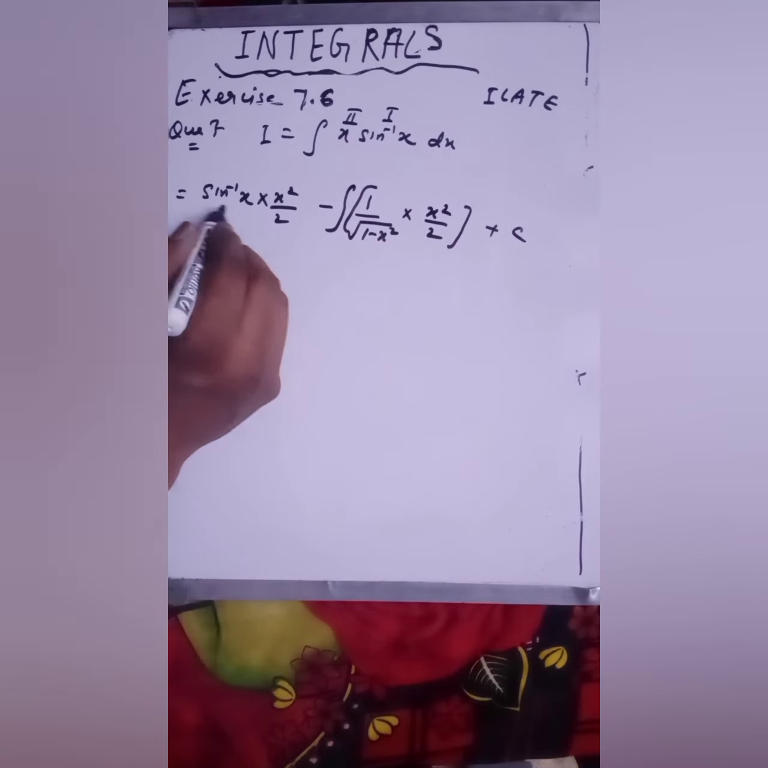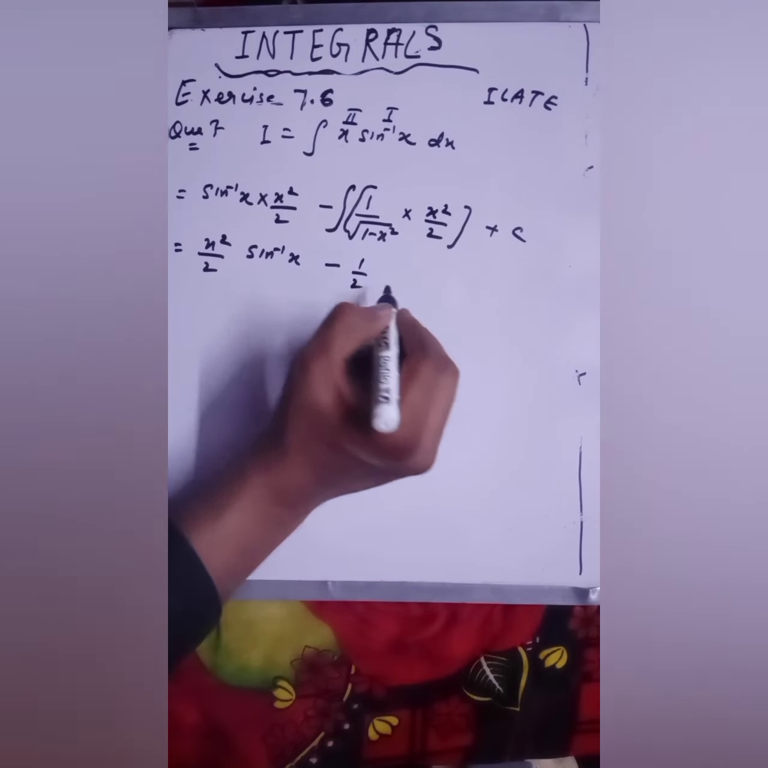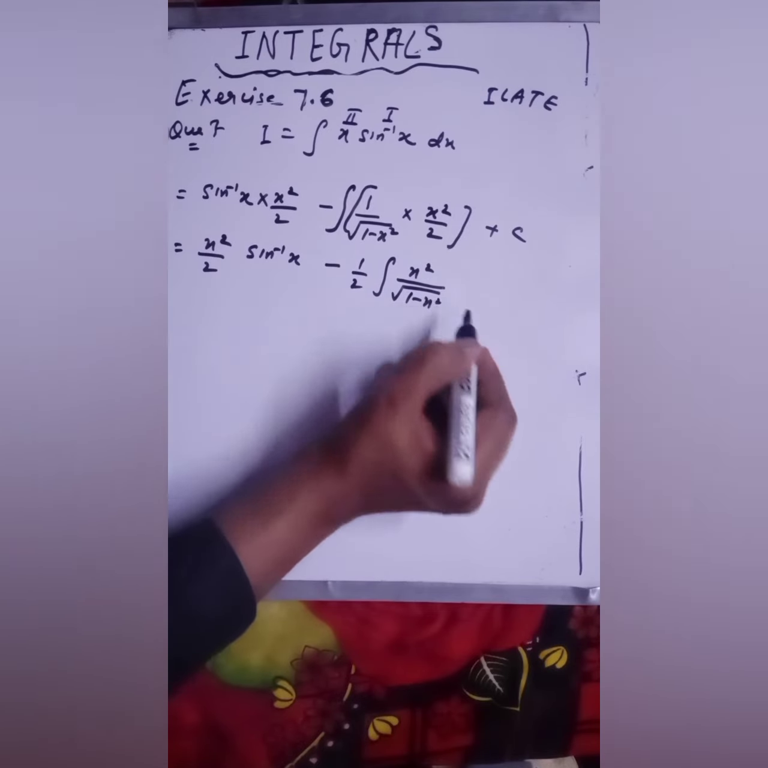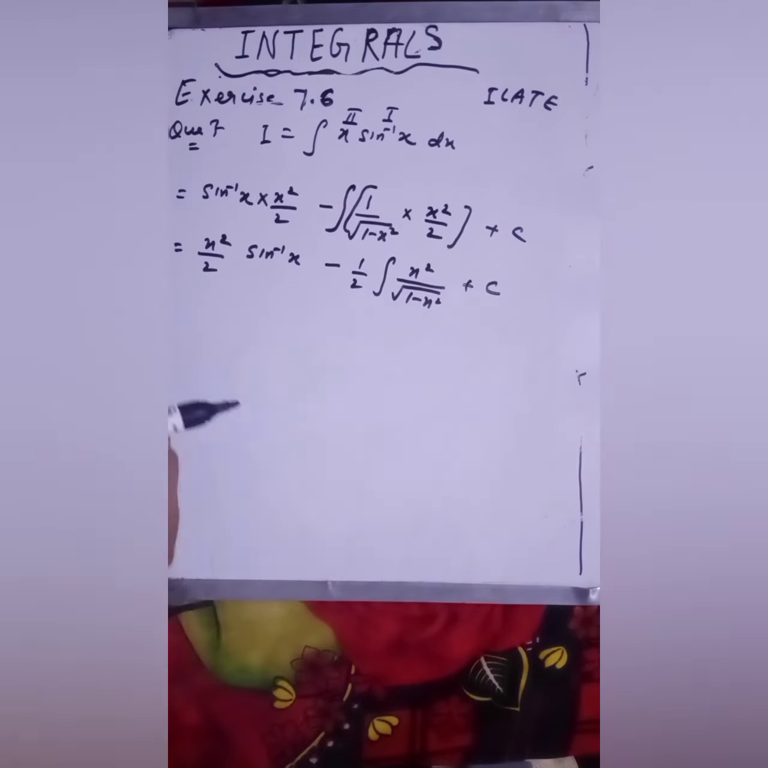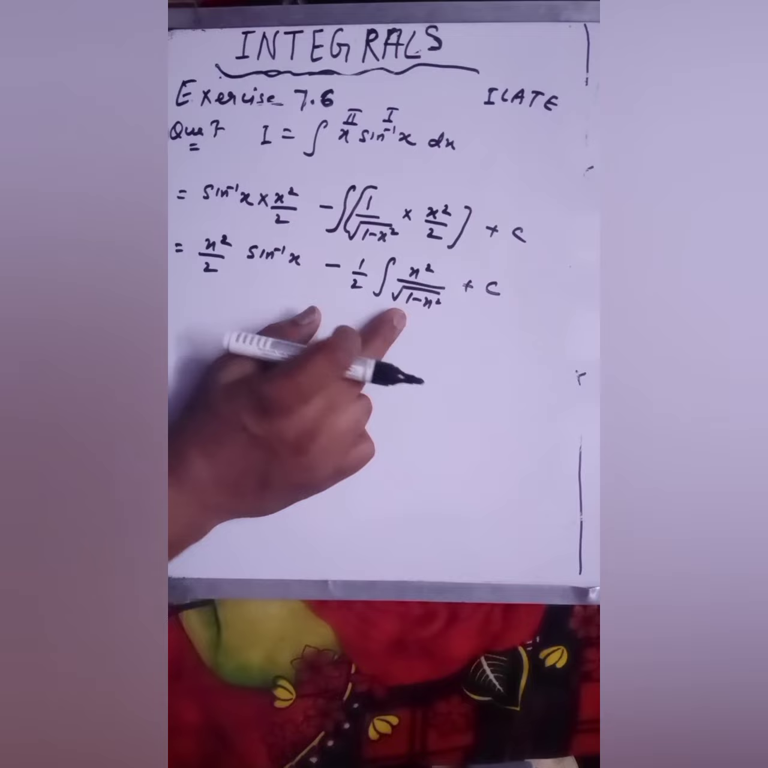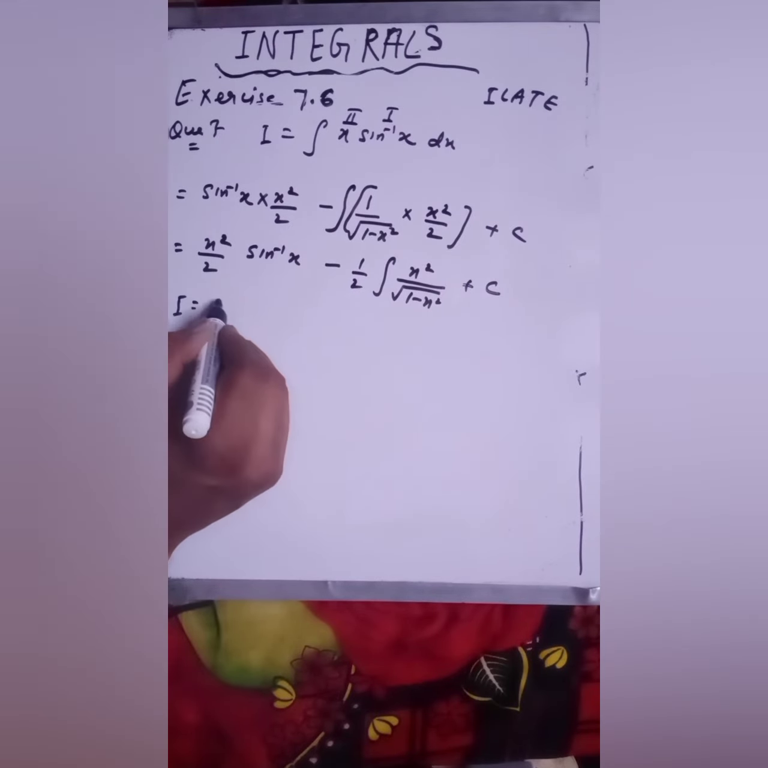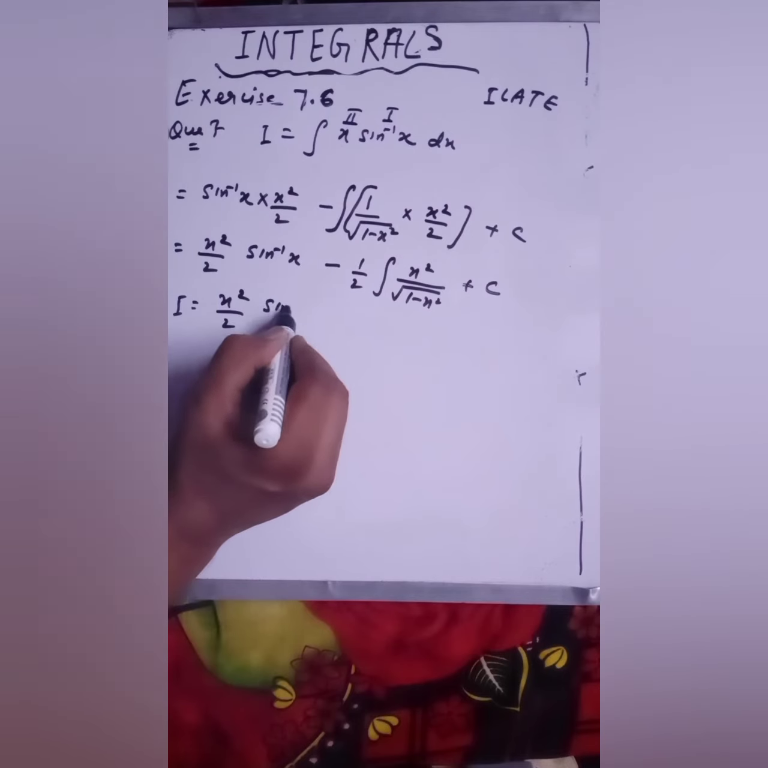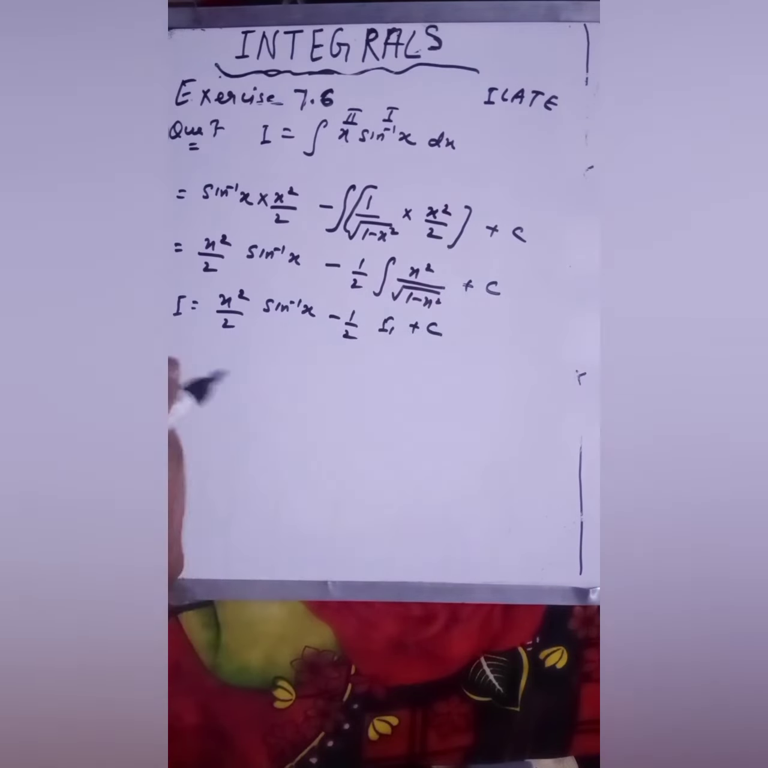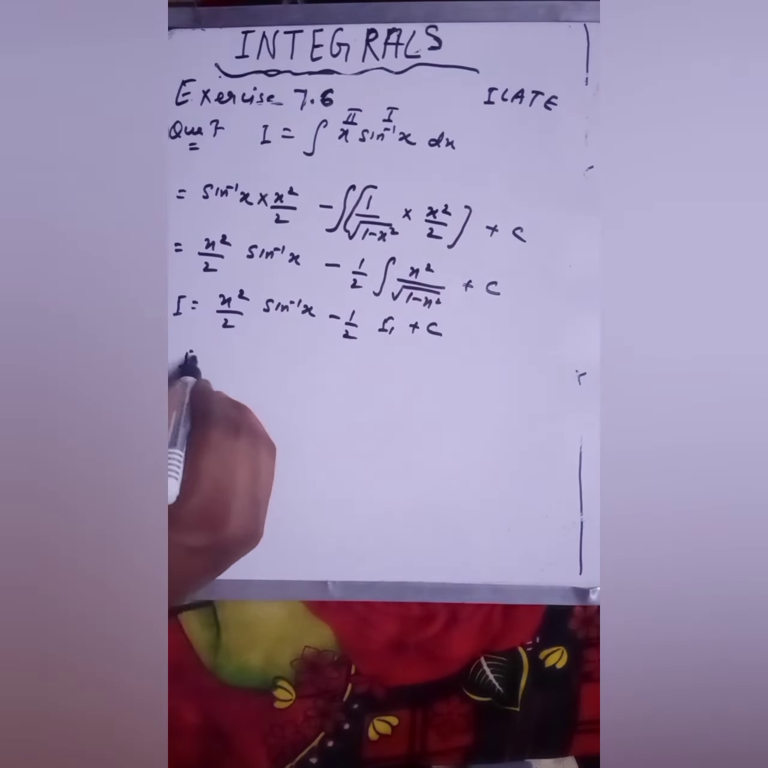Are you getting, children? Now this is your x square upon 2. It will remain sine inverse x minus 1 by 2 integration of x square over under root 1 minus x square plus c. Okay, just you have to calculate the integration of this part. Fine. So your I is equal to x square upon 2 sine inverse x minus half. You can assume that that is your I1, plus c. So I'm assuming that this is your I1. So this is your equation number 1.